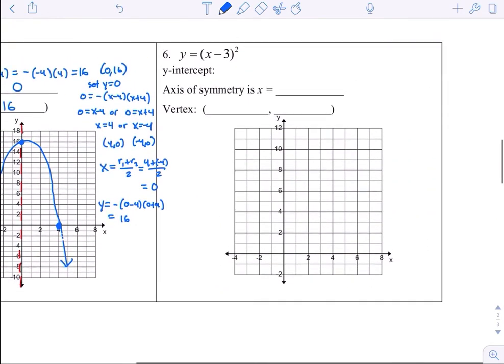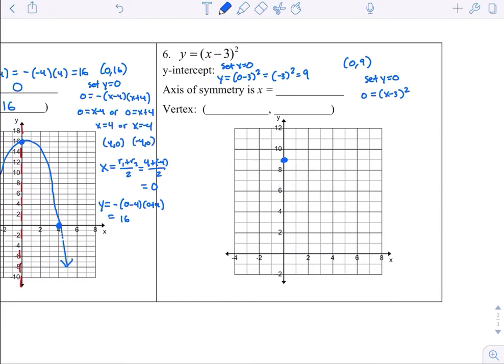Alright, 6. Okay, so for 6, this was an interesting one. So first, y-intercept, set x equal to 0 and solve. Y is equal to 0 minus 3 to the second, which is negative 3 to the second, which is 9. So 0 comma 9 is going to be our y-intercept. Now let's find the axis of symmetry. So we gotta find our root, so let's set y equal to 0. 0 equals x minus 3 to the second.